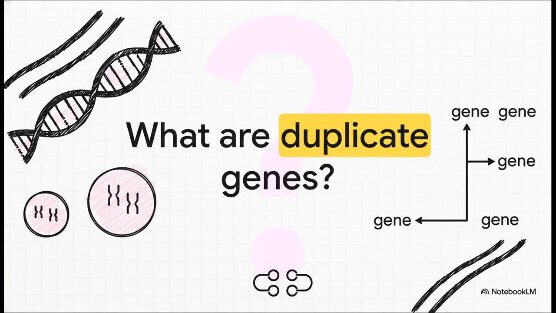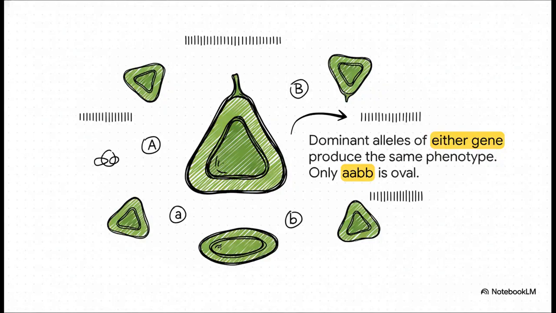Okay, what are duplicate genes? Take 5 seconds. Think of duplicate genes as having a backup system. In the shepherd's purse plant, they are 2 different genes that can do the same job. As long as you have a dominant version of either gene A or gene B, you get a triangular seed pod. The only, and I mean only way to get an oval pod is if you have the recessive versions of both, aabb. It's like having 2 chances to get it right.